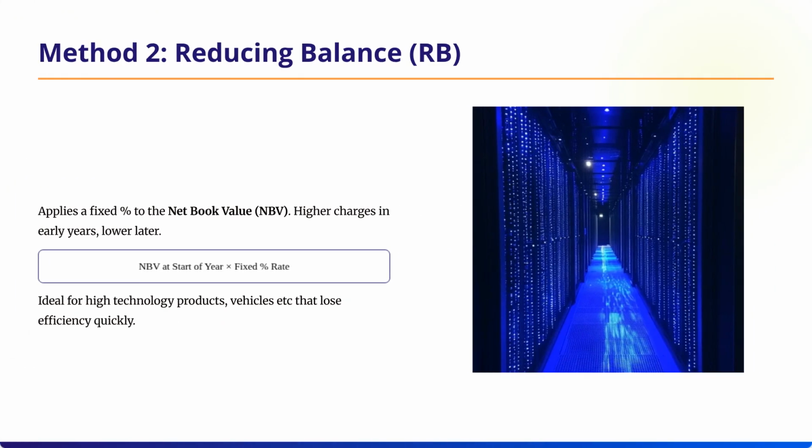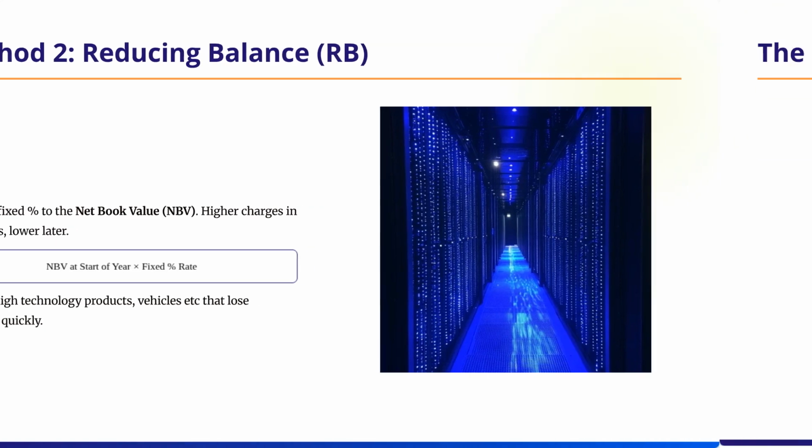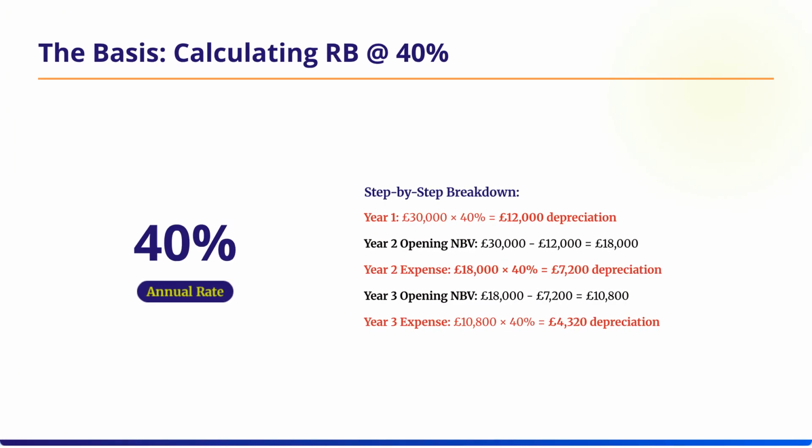The reducing balance method applies a fixed percentage to the net book value each year. This leads to a higher depreciation charge in the early years and lower later, which is ideal for tech-heavy assets. When applying a 40% reducing balance rate, the depreciation expense decreases annually as the net book value of the asset declines, moving from $12,000 in year 1 to $4,320 by year 3.